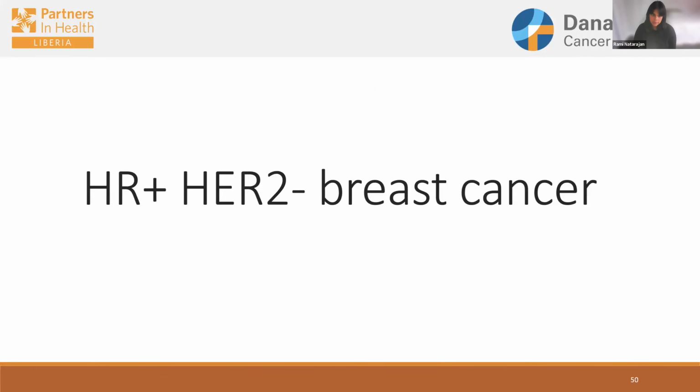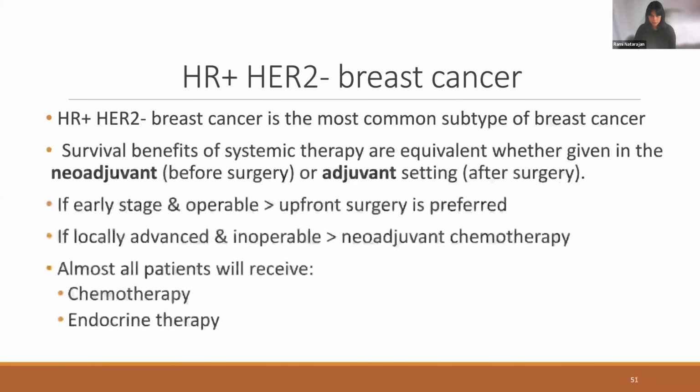So let's take an example of hormone receptor positive HER2 negative breast cancer. This is probably the most common subtype of breast cancer that you'll see. One point to know is that the survival benefits of systemic therapy are the same, whether it's given before surgery or after surgery. So generally, like I said, if a patient has early stage disease and it's operable, we take them to upfront surgery. And generally, we do try to do that as soon as possible to prevent progression.